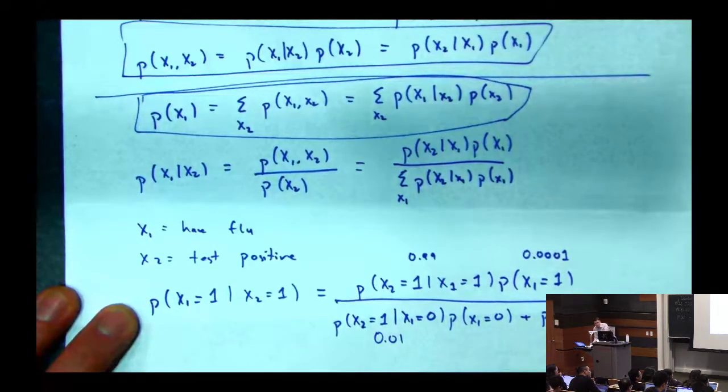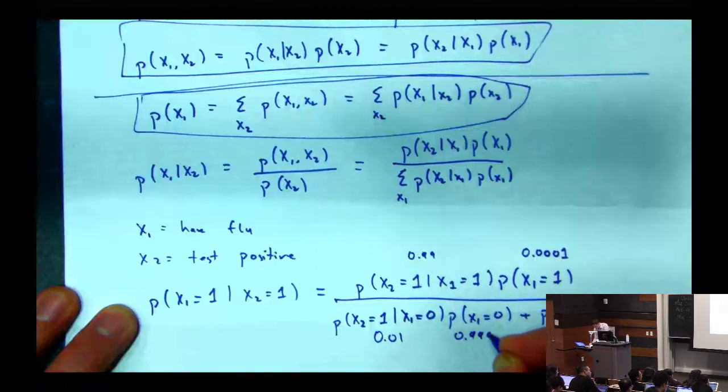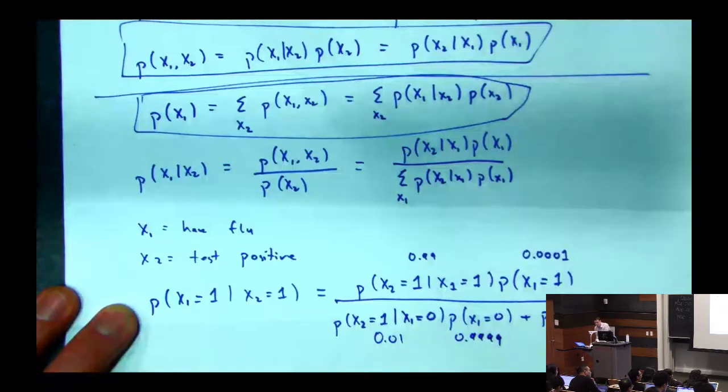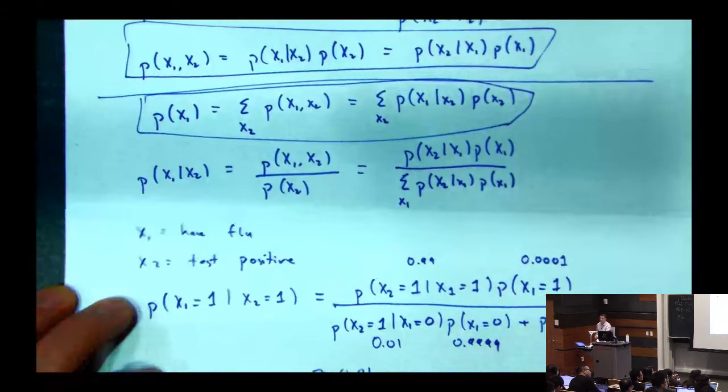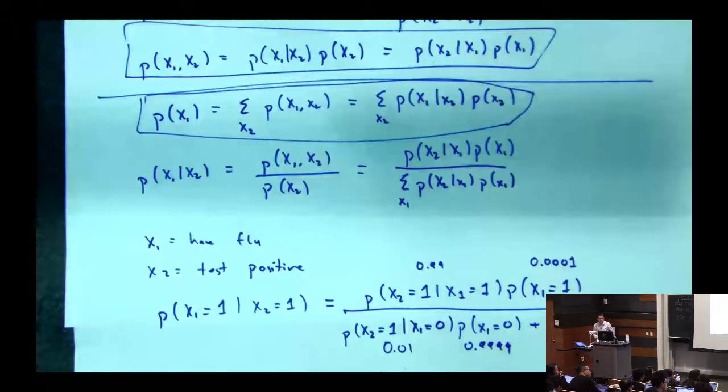The probability that I don't have the flu is 0.9999. This one's just the same as the top there. That's 0.99. This is 0.0001. And if you just compute this, this is about 1%. So this is how you derive this expression here.